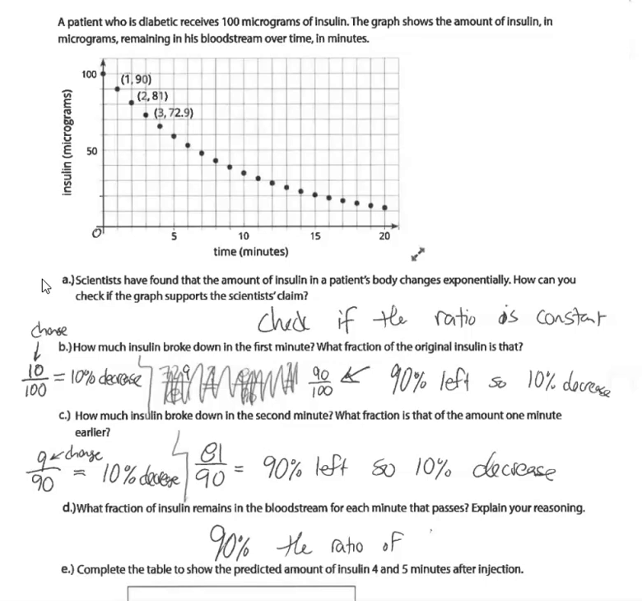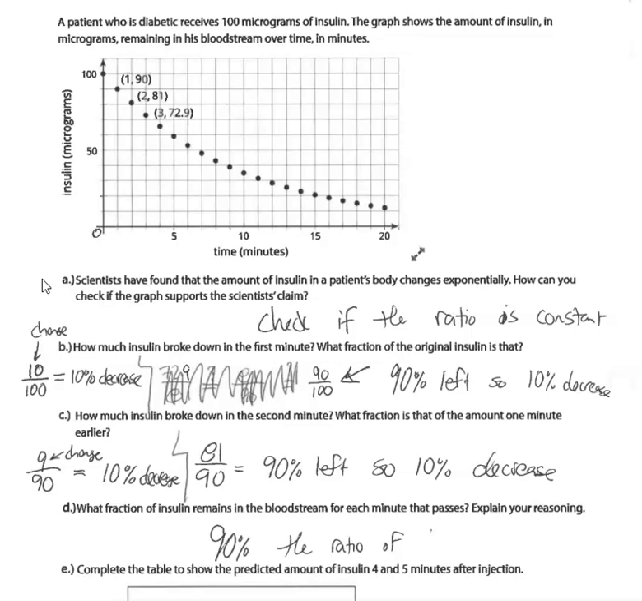So it says scientists have found that the insulin in the patient's body changes exponentially. How can you check if the graph supports this? First off, we just make sure it's not a line or something that doesn't look like exponential growth or decay. And it does have that nice curve, so I feel like it's in the running for exponential decay.